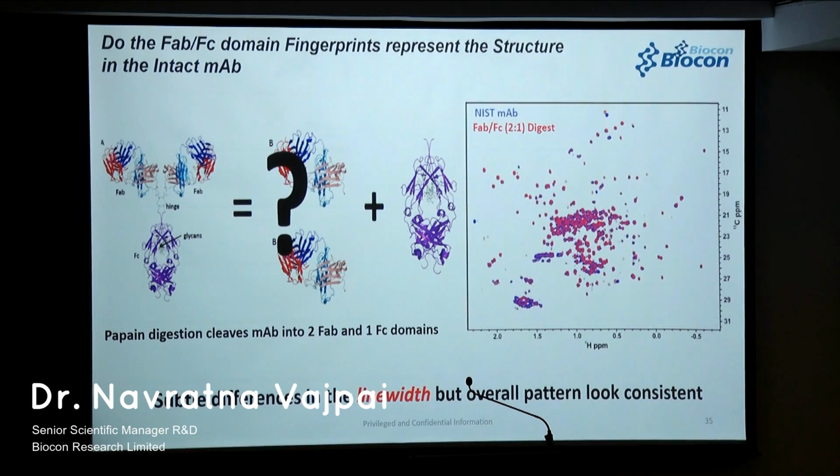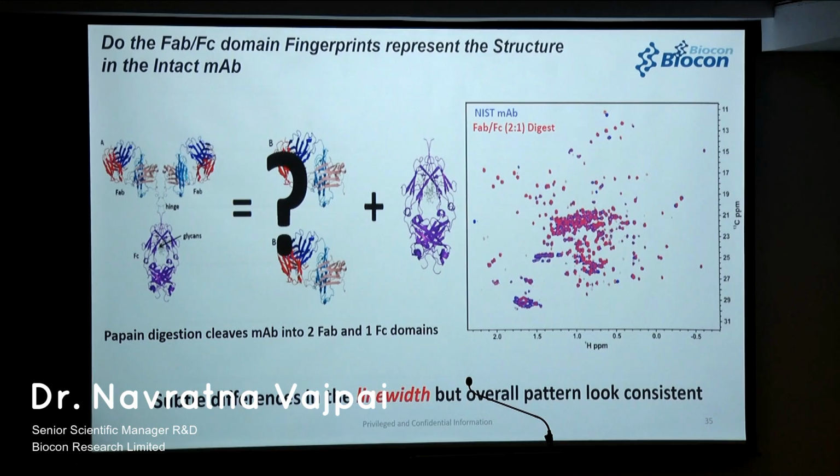So run the spectrum and you see they are bang on top of each other, which tells you that yes, if I chop this, make fragments of this, Fab and Fc, and run, and then add the 2 spectra, I'll get information which is as good as information of a full mAb. The advantage: the mAb is around 150 kilodalton, the Fab domain is around 50 kilodalton, and Fc is around 25.